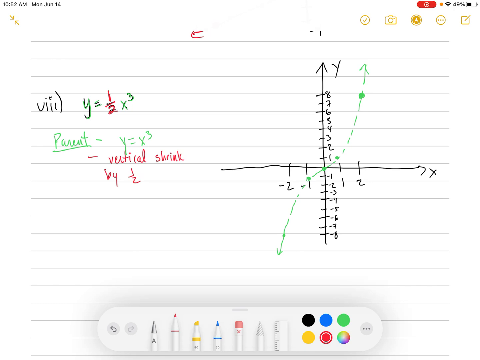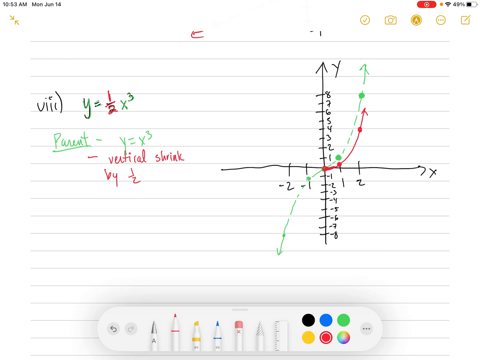So I'm going to go to 2, 8, this point on the far right. And I'm going to multiply that y value of 8 by 1/2. So what's 1/2 times 8? Well, 1/2 of 8 is 4. So I'm going to put a point here at 2, 4. Then at the point 1, 1, we're going to multiply the y value of 1 by 1/2. So we'll get 1, 1/2 about here. Then at the origin, or the inflection point here in the center, 0, 0, you multiply 0 by 1/2, and you get a y value of 0. So that doesn't change.